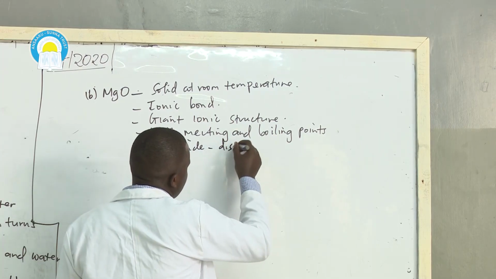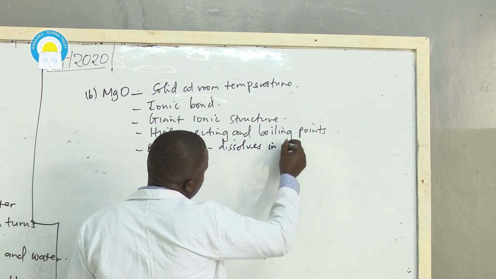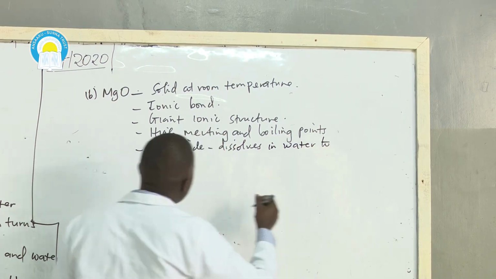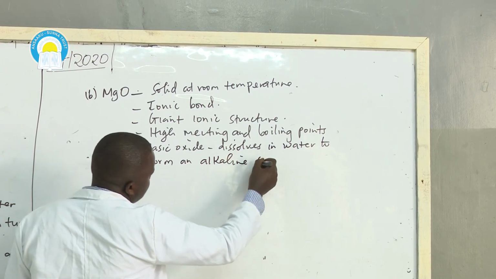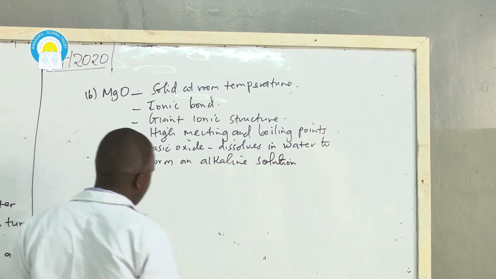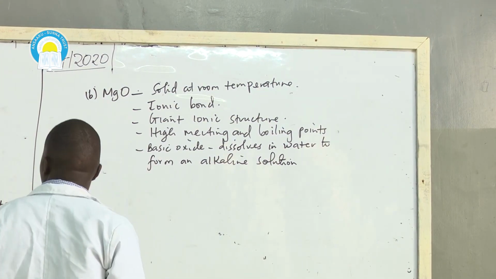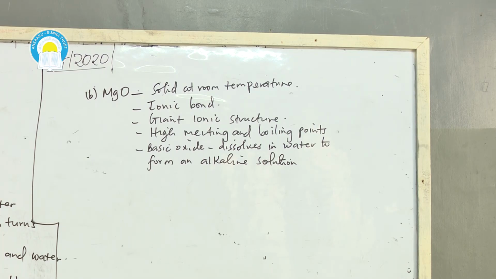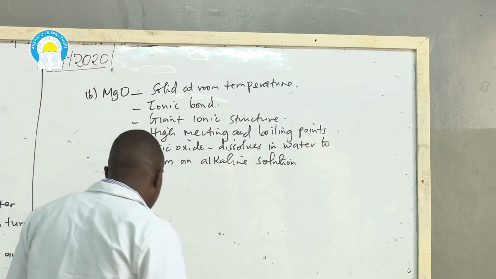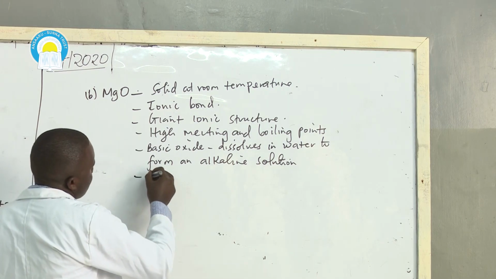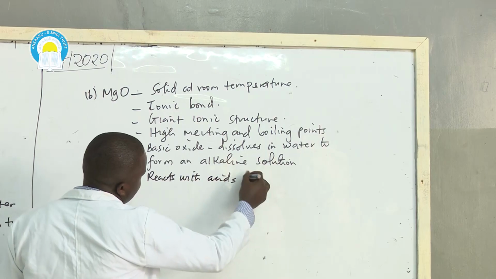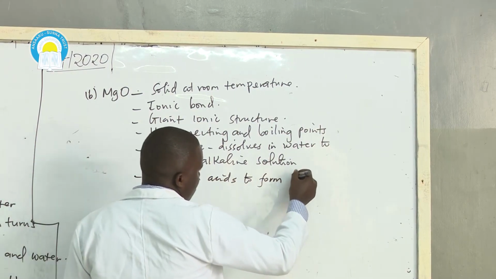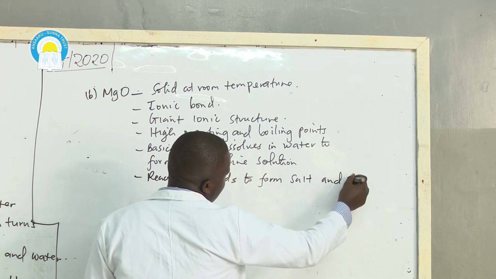So it dissolves in water to form an alkaline solution. And of course, when we say an alkaline solution, we mean a basic solution which turns litmus paper blue. Then we also have it reacts with acids to form salt and water.